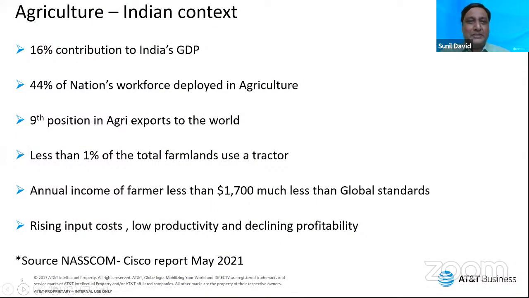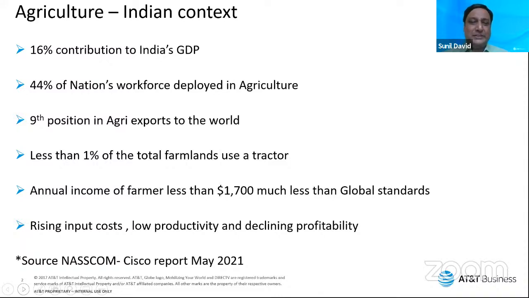Now, I'm not going to spend too much time on this slide as far as the context is concerned. All of you know how important agriculture is as it relates to India's GDP, in terms of the workforce it deploys, the exports that we do to the external world. But I wanted to draw your attention to the last point, which is the factors which are impacting Indian agriculture today: the rising input costs, be it fertilizers, pesticides, seeds, etc., low productivity, and declining profitability. In all these areas, technology definitely can play a big part, and especially IoT. These insights came out from a NASSCOM Cisco report just published a couple of months back.